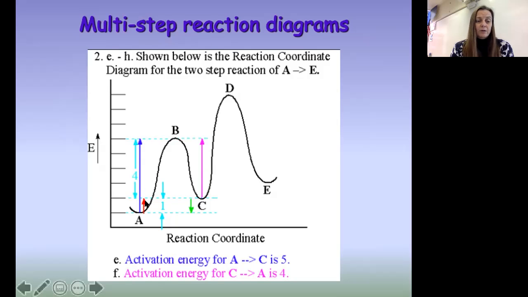Overall, the activation energy for this reaction would be the difference between A and D. So it has a significant activation energy, but it does happen in 2 separate steps. In this case, this step would be our slow step because it requires the most energy. And so this would be our rate determining step.